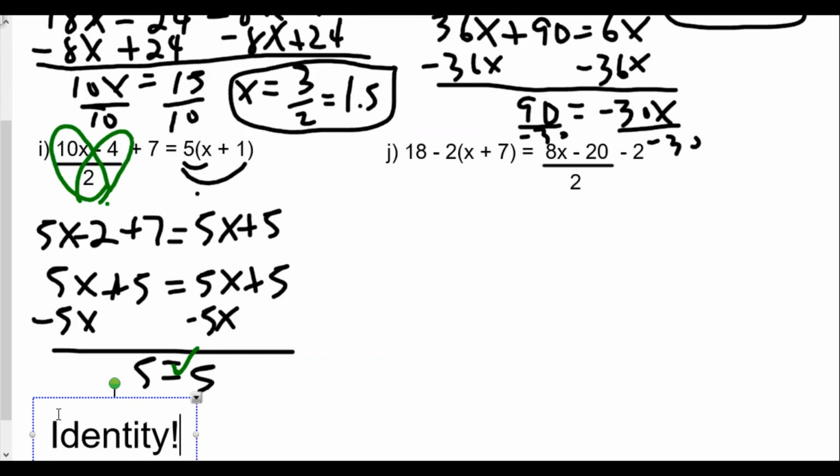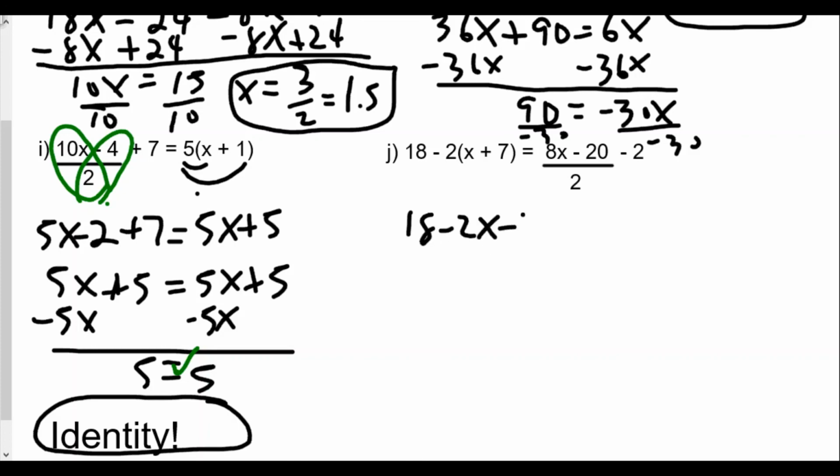So that would mean in this case that no matter what number we plug in for x, we would get the left side equal to the right side every single time. All right, so we have an identity here for question I. And finally, for letter j, let's distribute here. We have 18 minus 2x minus 14. Again, we're going to divide the 2 into both the 8x and the negative 20 because they are both being divided by 2. And so therefore, we get on the right side 4x minus 10 minus 2.